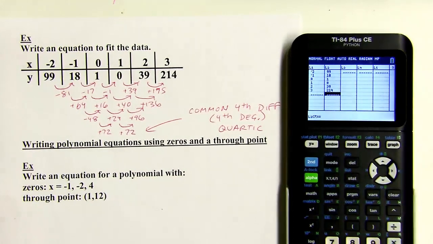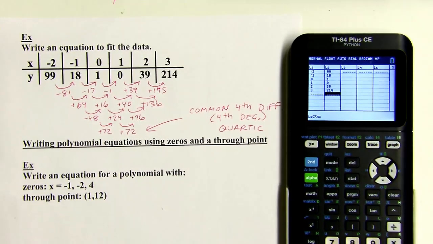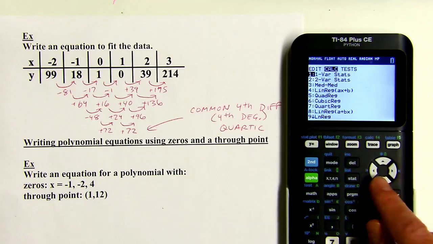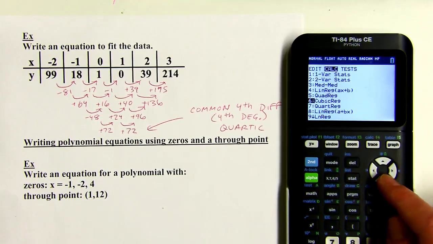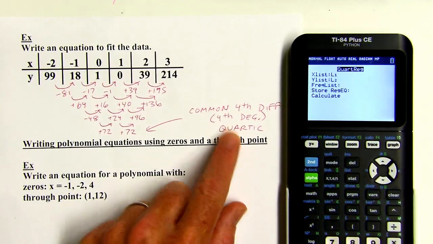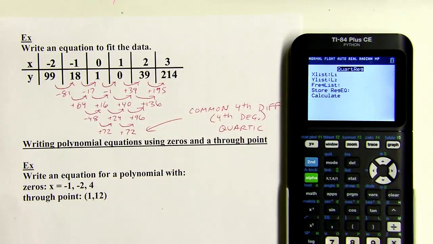Okay, got them all in there. Once you get it all inputted, I'm going to go back to the stat menu. I'll go over to calc, and last time we did cubic regression, but now I want to do a quartic regression. Just get past this screen, scroll down to the bottom, or just hit enter a couple times.